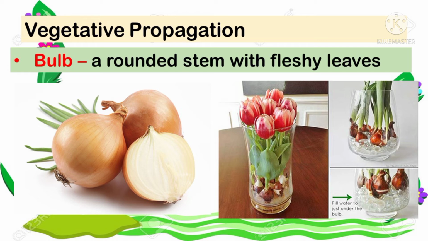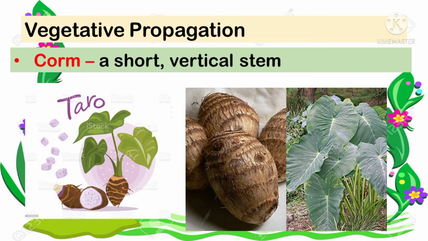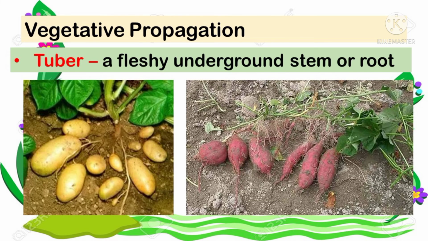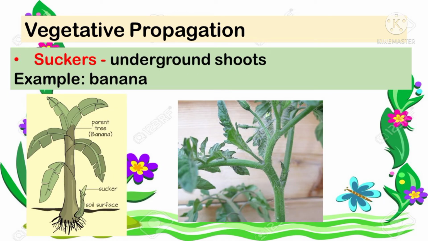Bulb. It is a rounded stem with fleshy leaves. Rhizome, a horizontally growing stem. Corm, it is a short vertical stem. Tuber, it is a fleshy underground stem or root. Runners or stolons, they are long slender stems. Example, grass and strawberries. Suckers, they are underground shoots.